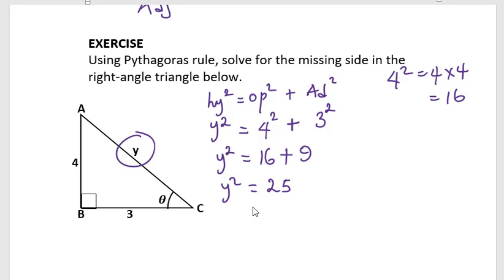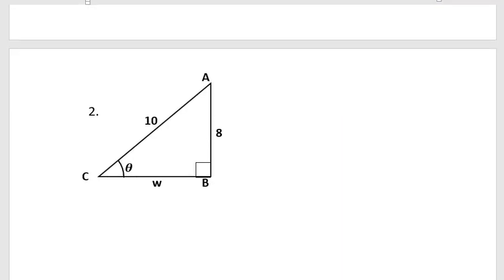The next step: remember I asked to solve for y, not y squared. So the next step is to take the square root of both sides, taking the inverse relationship. Taking the square root of both sides, the square and the square root cancel out, and y is equal to the square root of 25, which is 5. Since there is no unit, you can just leave your answer as 5, and we are done. So Pythagoras rule is very simple. One more question and then we are done.